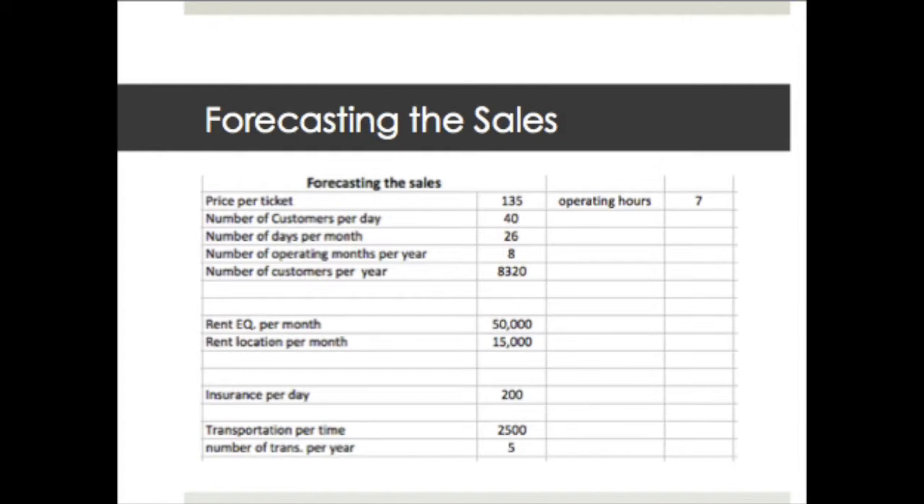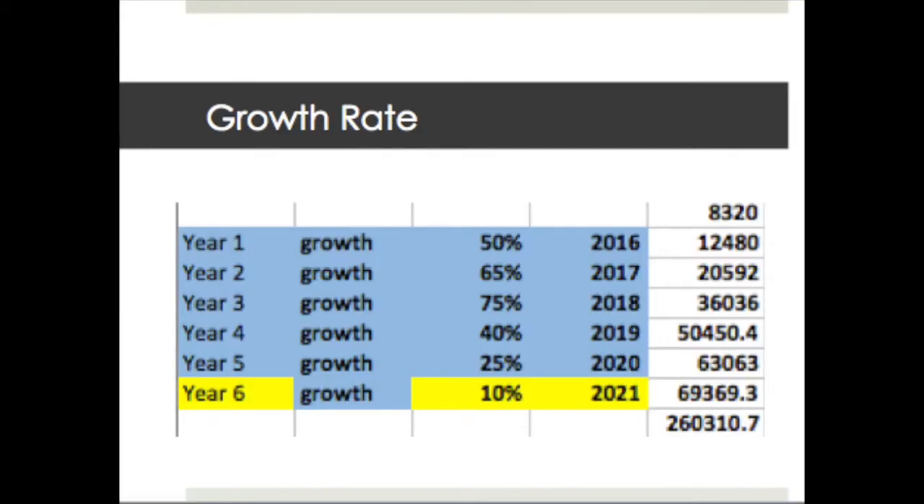We assume that we will have 8,320 customers per year. Our growth rate for the first year will be 50%, and it will follow the fluctuating business cycle trend. Our growth rate will increase at an increasing rate till we reach the third year, and then it will decrease after that until we reach year 6, and then we'll introduce a new service.